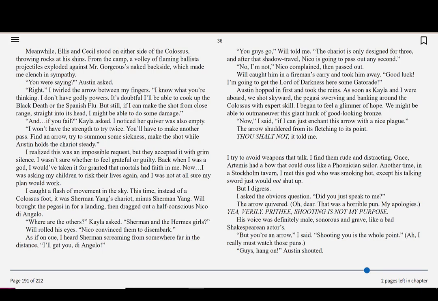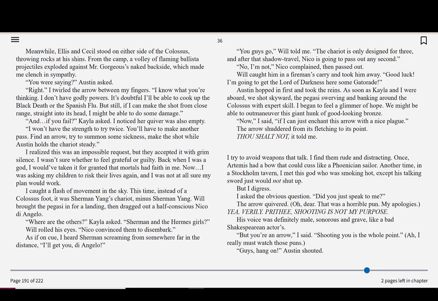Right. I twirled the arrow between my fingers. I know what you're thinking. I don't have godly powers. It's doubtful I'll be able to cook up the Black Death or the Spanish Flu. But still, if I can make the shot from close range straight into its head, I might be able to do some damage. And if you fail?